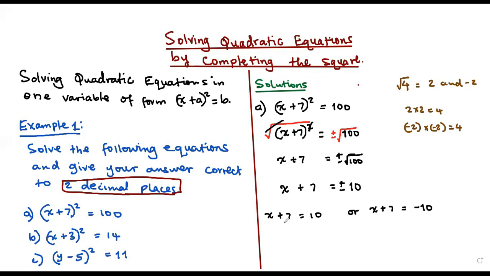Yes. Okay. So if x plus 7 is equal to 10, then x is equal to 10 minus 7, and then x is equal to 3. And if x plus 7 is equal to negative 10, it means that x is equal to negative 10 minus 7. And then x is equal to negative 17. So the solutions to our quadratic equation (x plus 7) squared is equal to 100 are that x is equal to 3 or x is equal to negative 17. Is it okay?